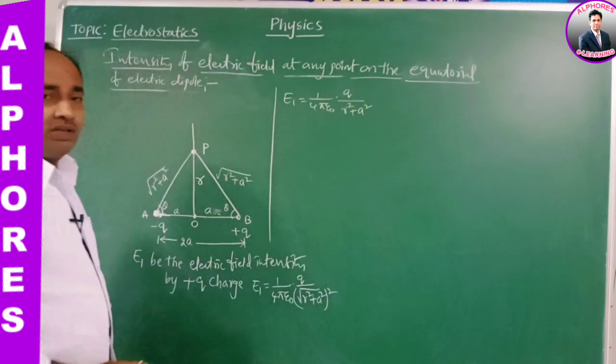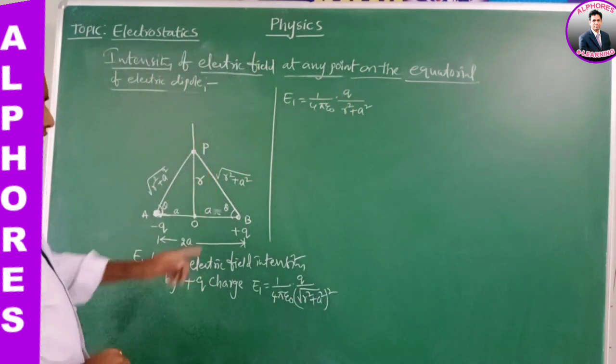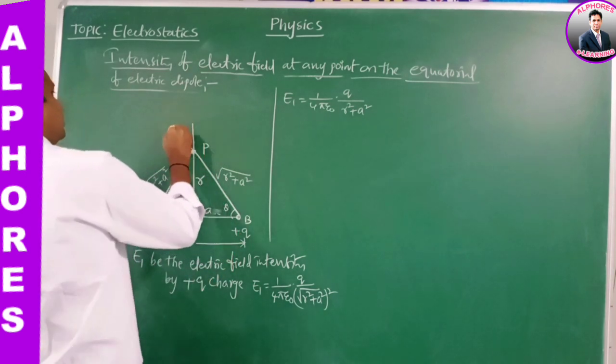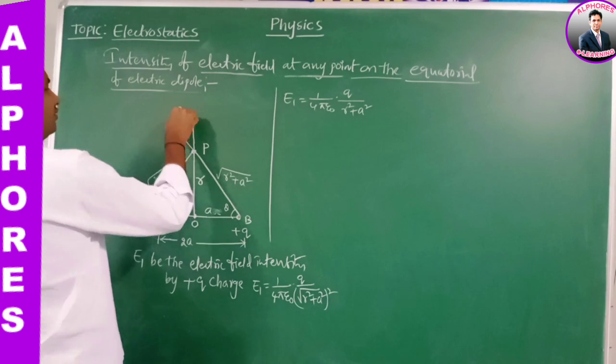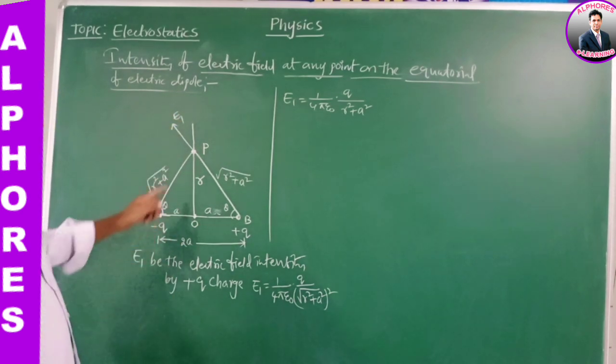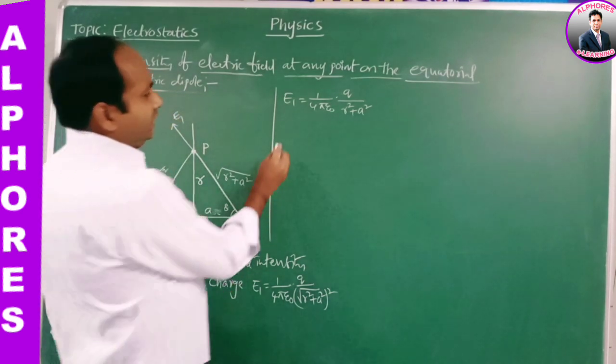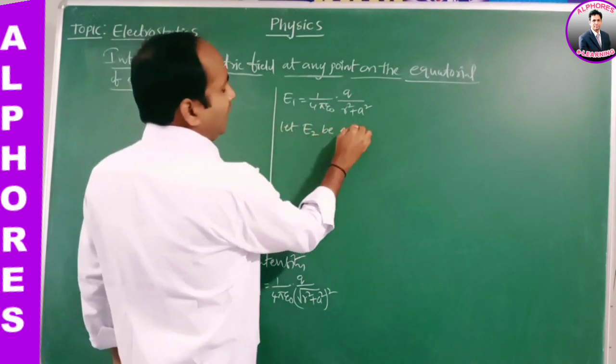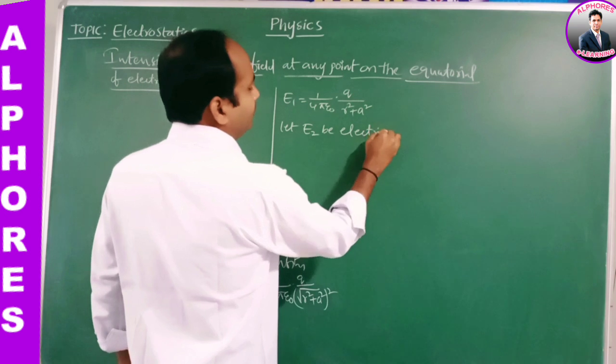Okay, so we should specify the direction. This is a positive charge. What is the direction? It is radially outwards. This is the direction of E1. Now let E2 be the electric field intensity.